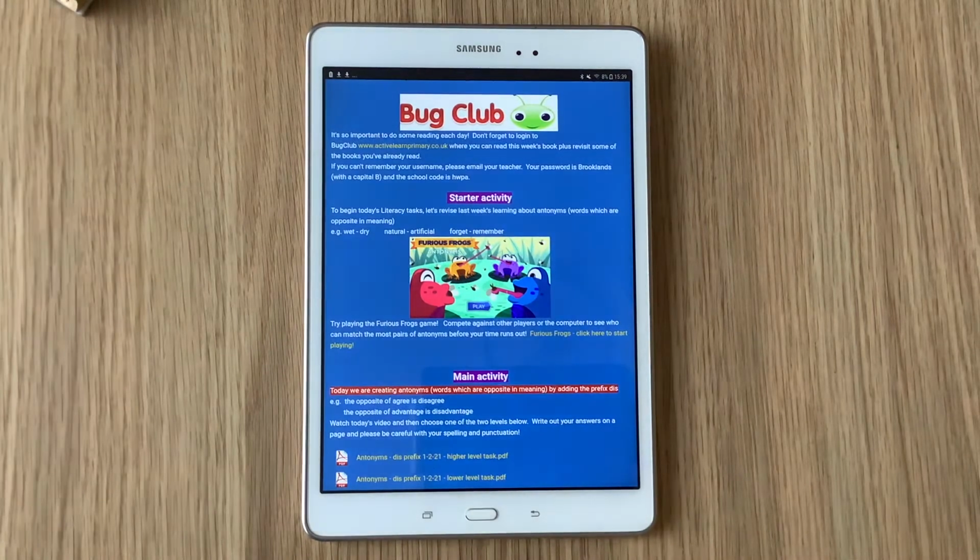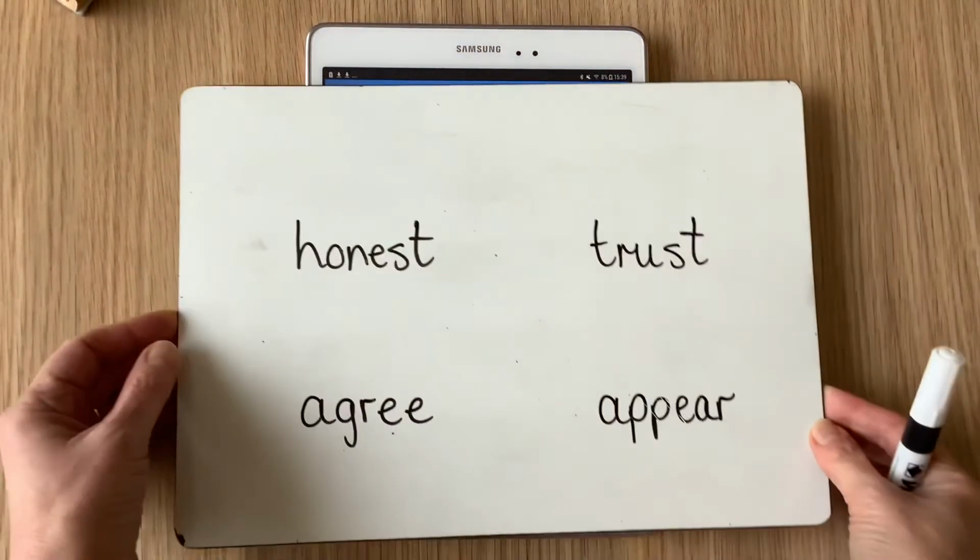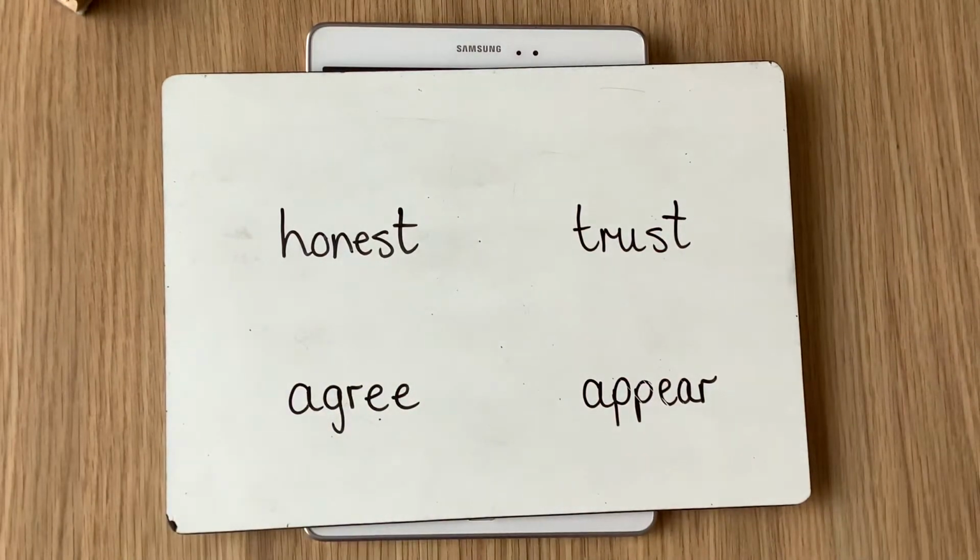Now, last week's learning about antonyms, we were making pairs of words. Today we're going to do it a little bit differently. In front of each of these words, I am going to be putting three letters. Three letters that will change each of these words into the opposite of the word that I can see there. I'm looking for the opposite of honest, the opposite of trust, the opposite of agree, the opposite of appear. Well, let's pick one of them. Let's pick the word appear.